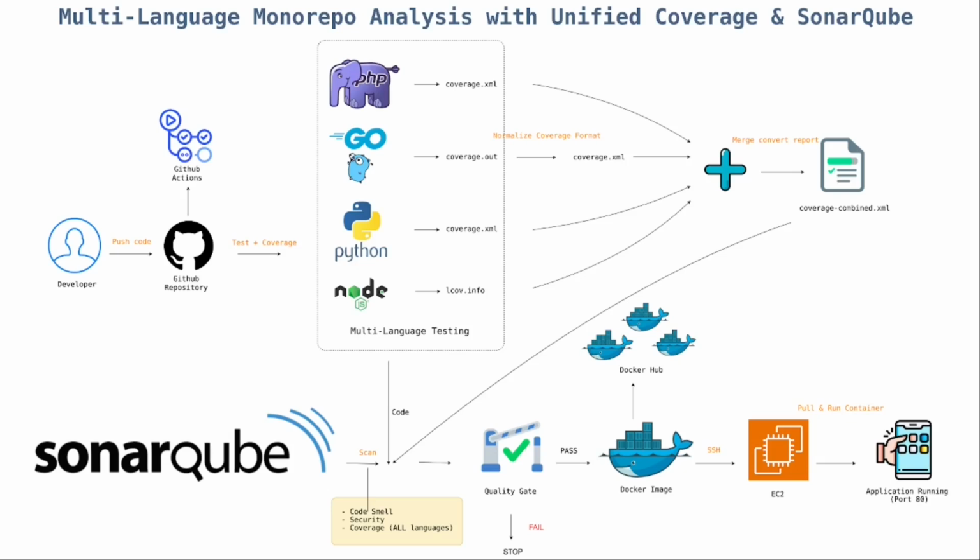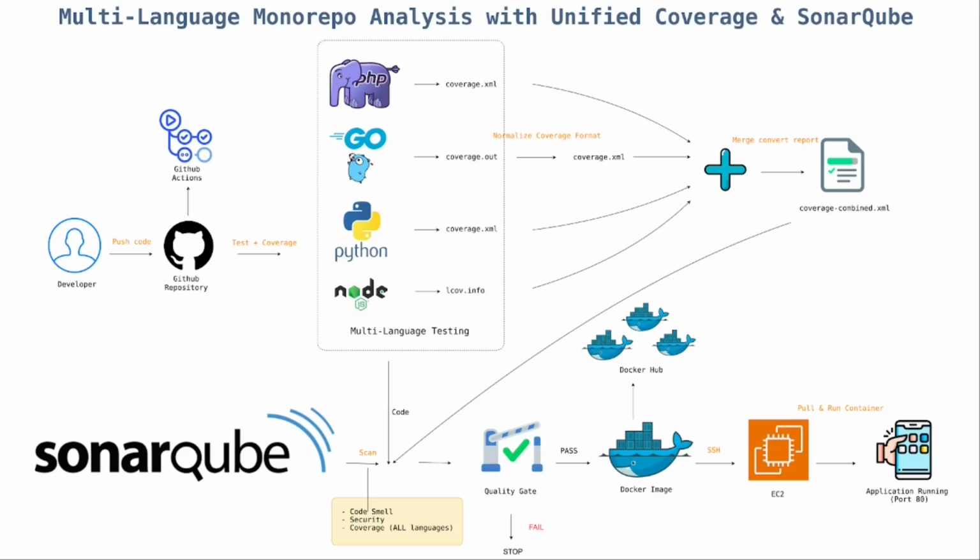3. Normalized coverage format. Since each language produces coverage data differently, the next step is to standardize this format. Go coverage is converted into a coverage XML file. Node.js keeps the lcov coverage info format. PHP and Python coverage reports are already in the correct format. This normalization step ensures that all coverage data can be processed consistently in later stages.